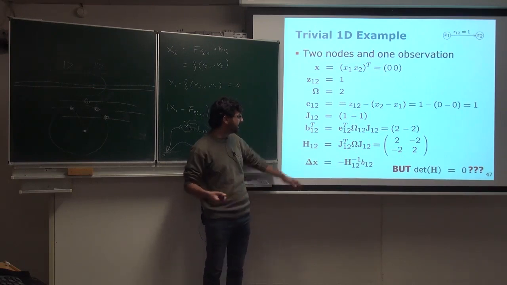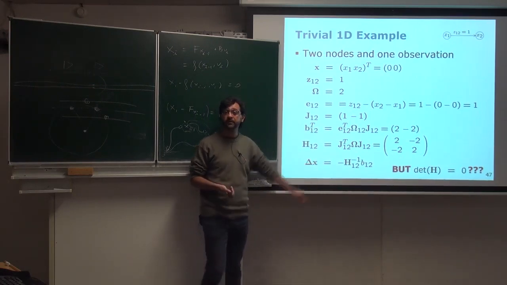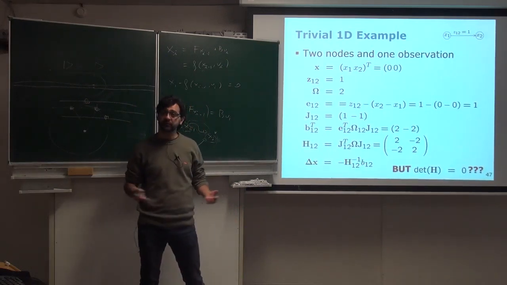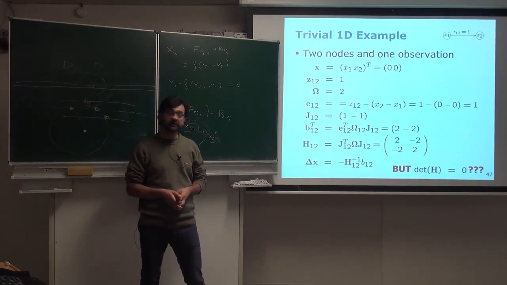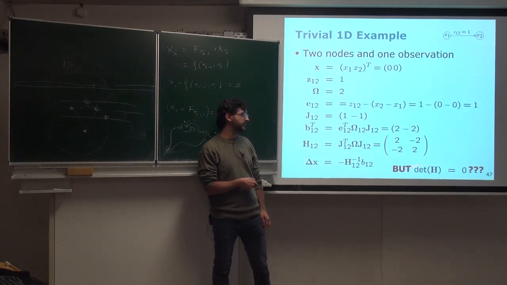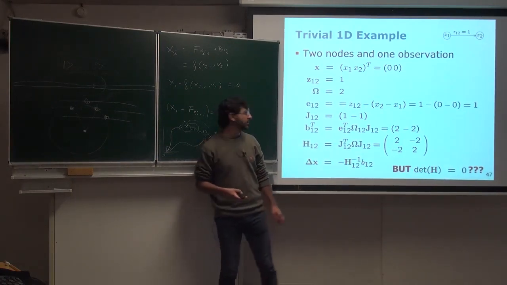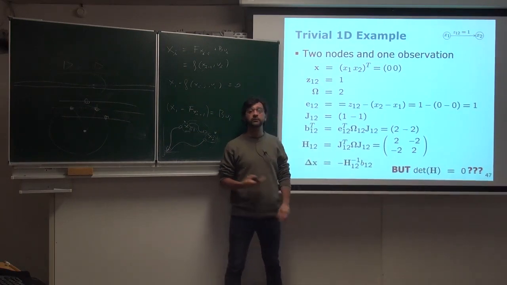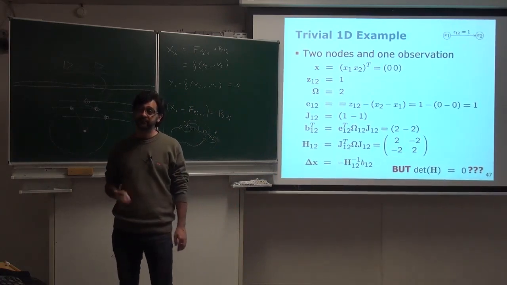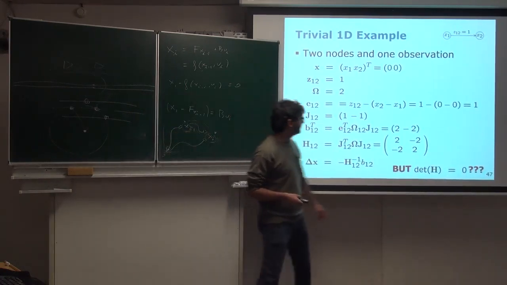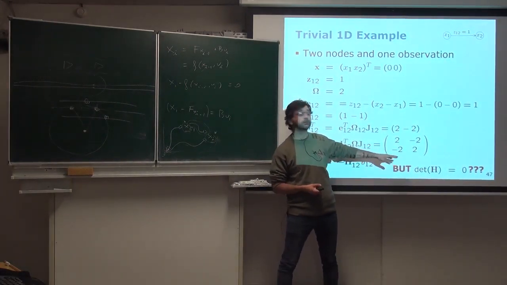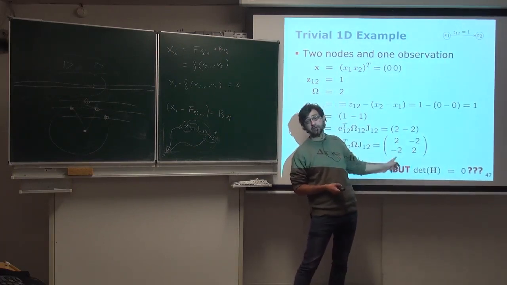Okay? And now I want to try to solve for delta x. So we just say, I can just invert H and multiply by B. So it's the easiest way to solve this linear system. But we have a problem in this case. The determinant of H is actually equal to 0. So this means that H is not invertible, which also means that it's impossible to get a solution for delta x in this case. This is easily seen, because for a 2 by 2 matrix, the determinant is the product of these 2 minus the product of the other 2.